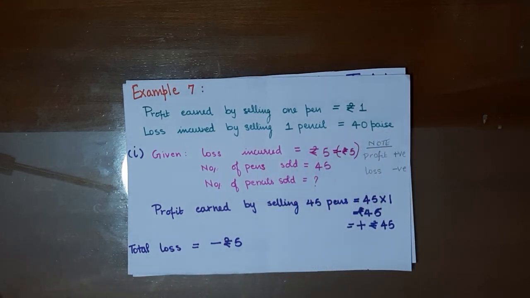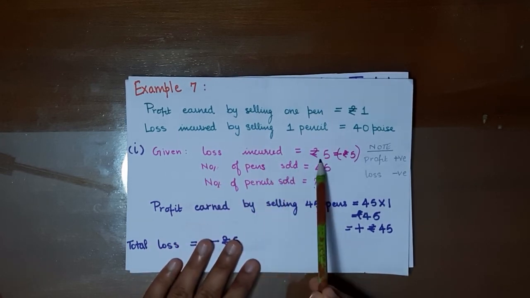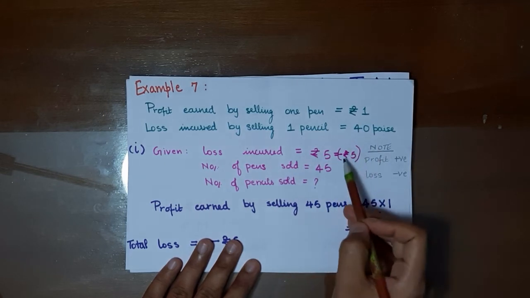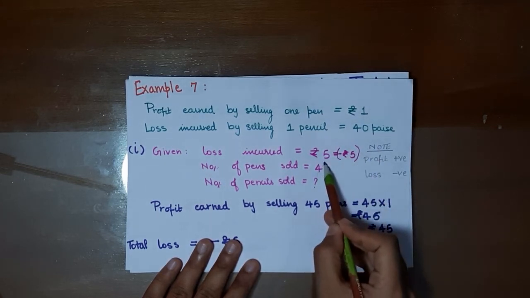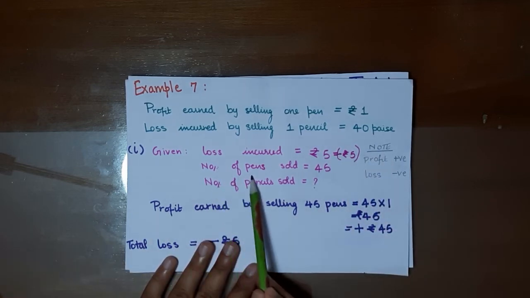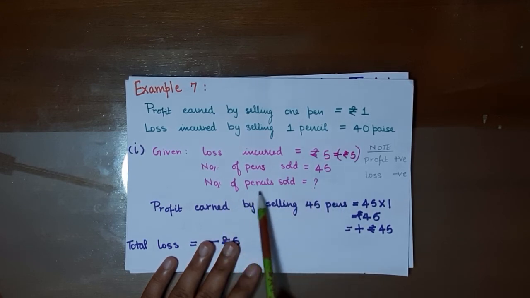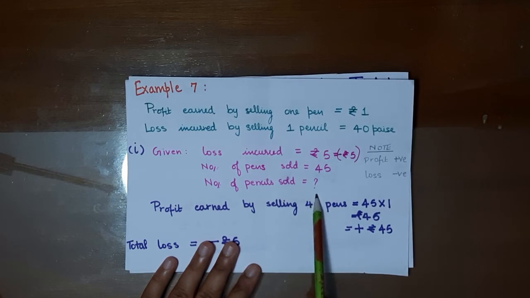First question. In a particular month, she incurs a loss of rupees 5. In this period, she sold 45 pens. How many pencils did she sell in this period? First, given: loss incurred by the shopkeeper is rupees 5. Loss is represented by negative, so you can write rupees 5 as minus rupees 5. And they have given that the number of pens sold is 45. The number of pencils sold, this we should find.